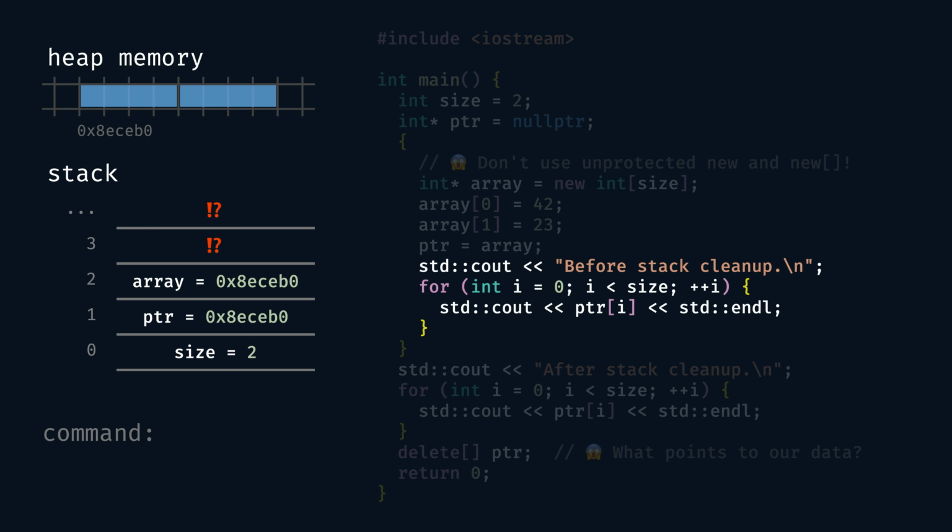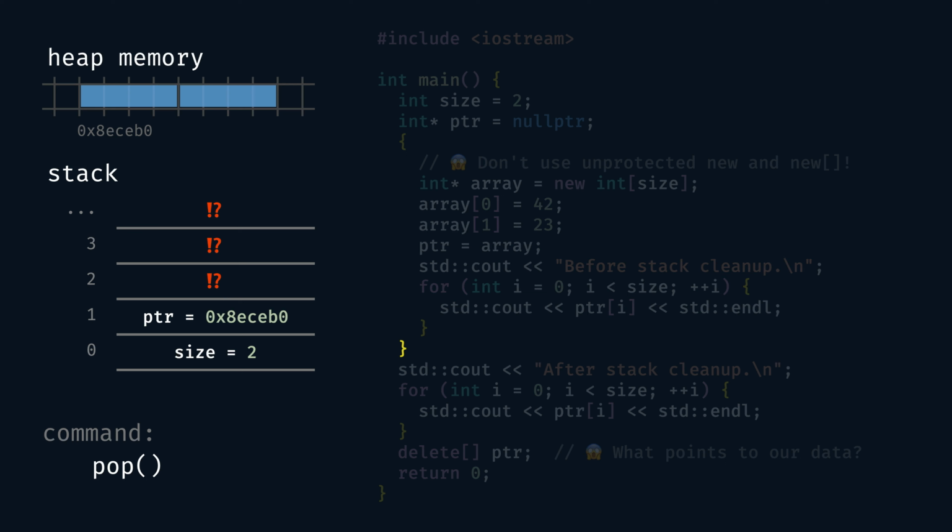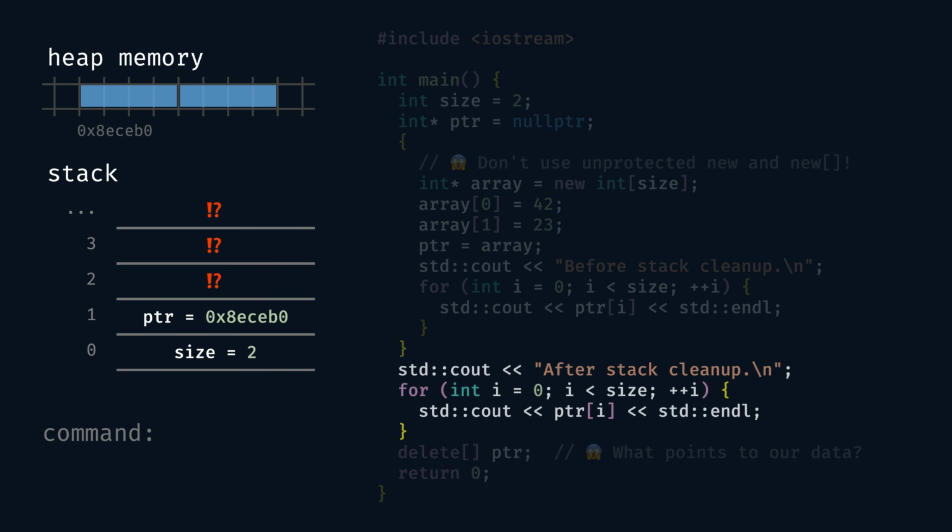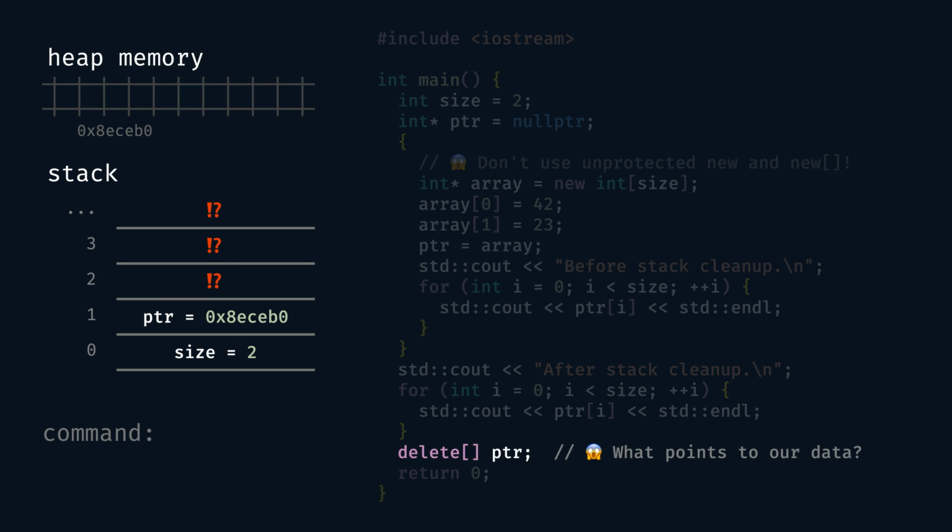Different from the example before, when we leave the scope, only the array variable is cleaned up from the stack, but the pointer variable still points to our data, which still happily lives on the heap. So we can still print all the values we stored in our array using the pointer without any undefined behavior. Finally, we can explicitly free the memory using the delete array operator on our pointer variable, and at the end of the program the stack empties itself.